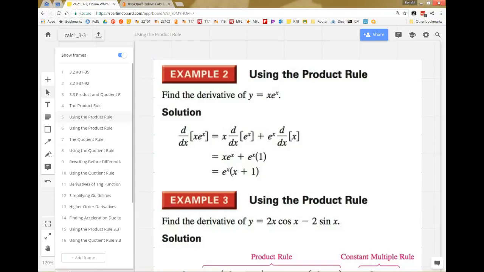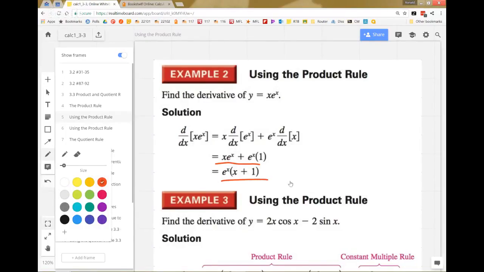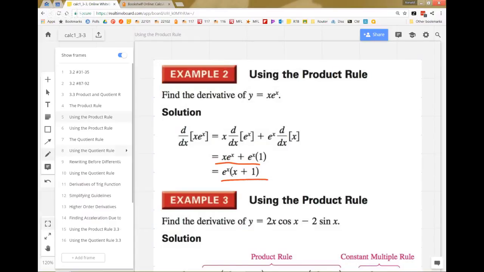Either one of these is actually correct. I mean, this top one could be stated this way. You could say x e to the x plus e to the x. You don't have to have the times 1 there. And then, yes, you could factor out the e to the x, which they seem to like to do. So there, we've executed the product rule. Let me know if you have anything you want to stop me on.